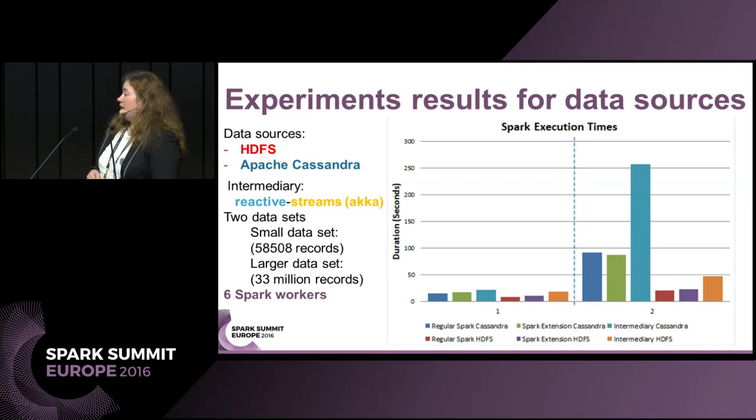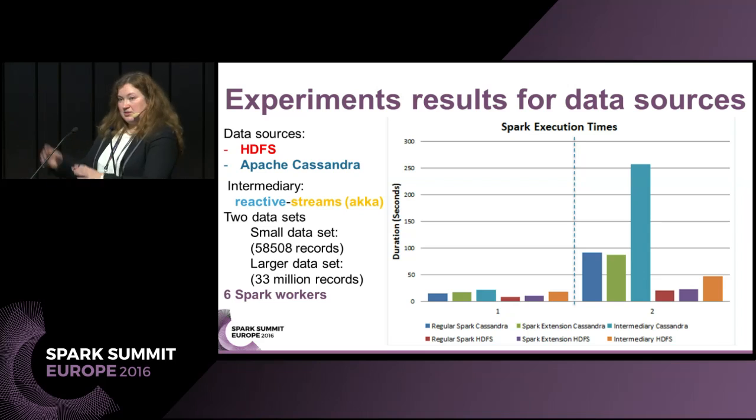And actually, in percentage, it was on average, for a small data set, the extension of Spark overhead was around 11%. For a bigger, or larger, data set, it was around 15% overhead of having the update and switch of data source. And for the intermediary system, it was 25% performance overhead.